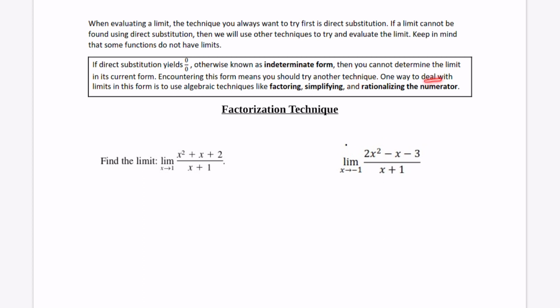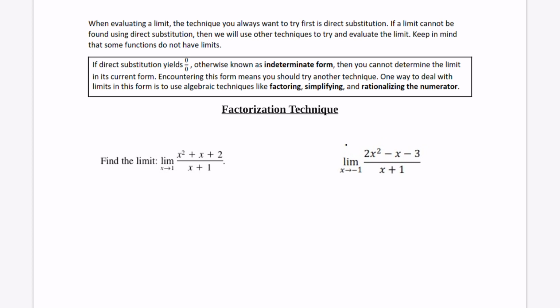One way to deal with limits in this form is to use algebraic techniques like factoring, simplifying, rationalizing the denominator or the numerator. So let's look at the factorization technique and how that applies to evaluating these kinds of limits.